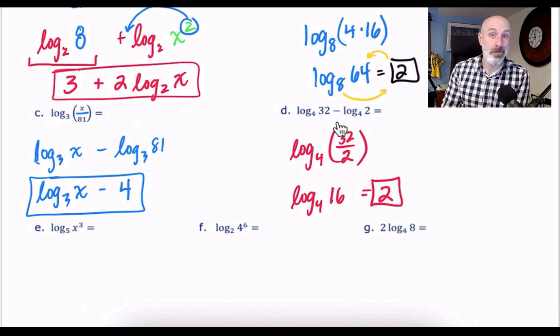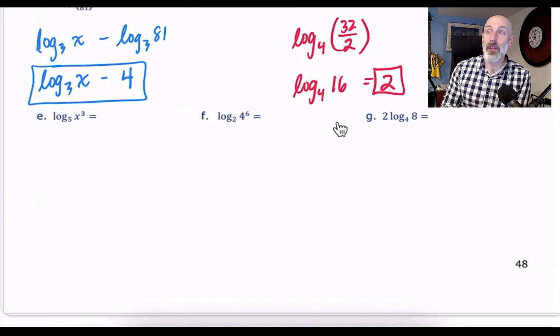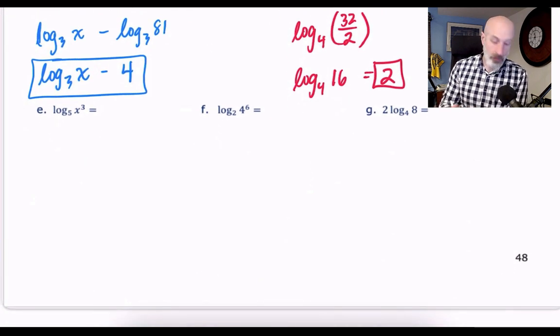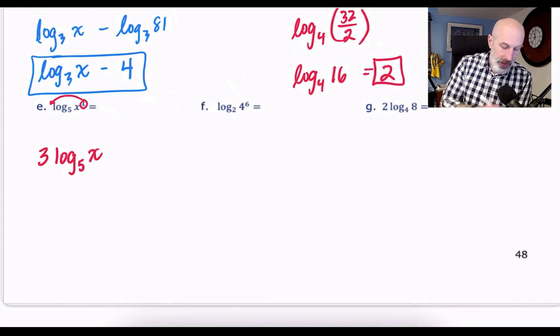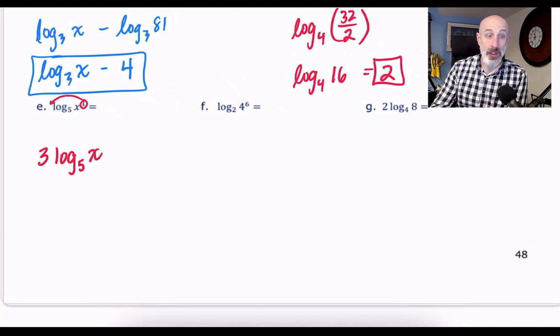For the last 3 on this page, they're going to ask us to use that power, that exponent property. So what we're allowed to do is take, if the x cubed is the argument of the log, I'm allowed to take that 3 and make it a coefficient, 3 times log base 5 of x. Now, unfortunately, that's all we can do here, but sometimes this is going to make the problem easier for us to work with, like in example F.